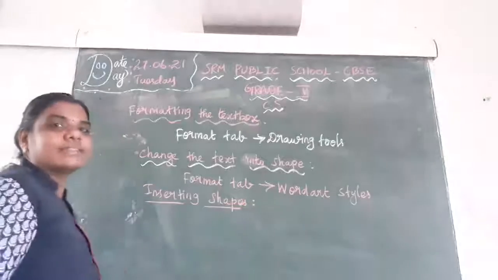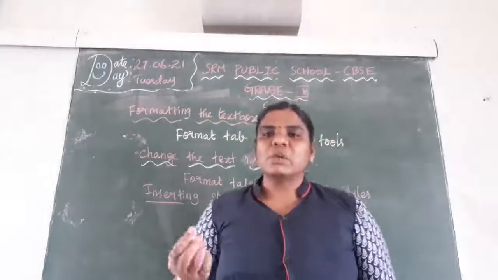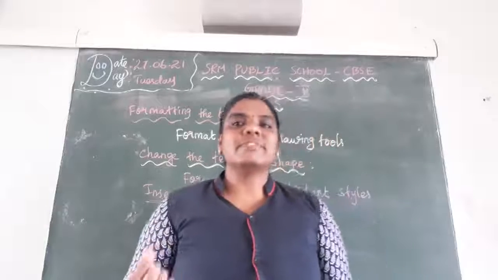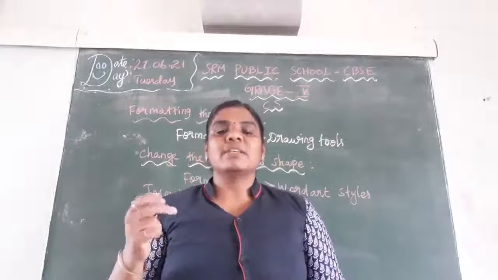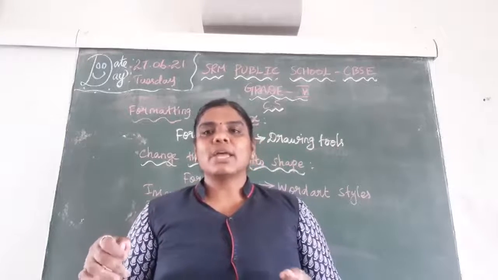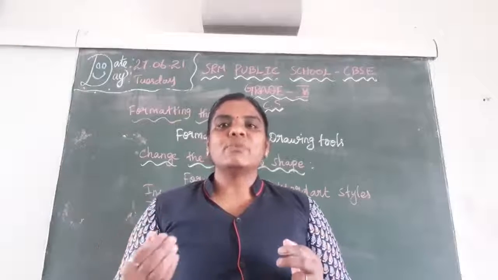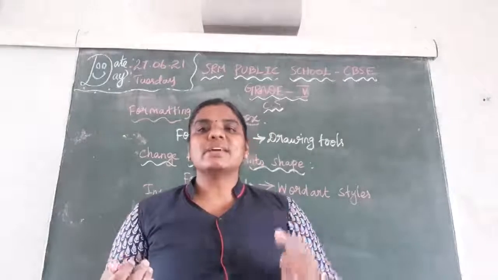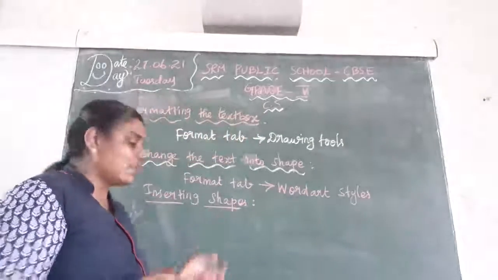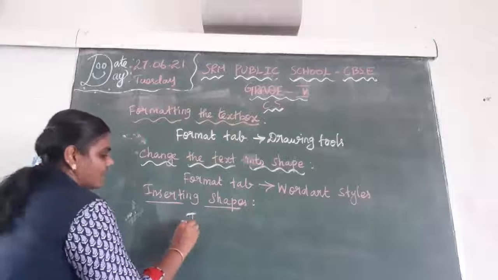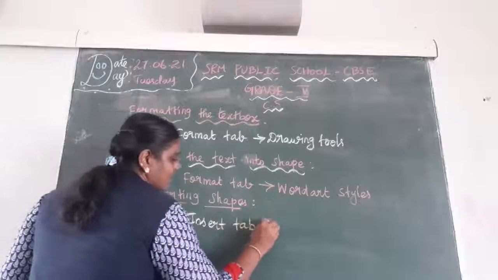Okay, inserting shapes. We already know that in Word 2016 we have some default shapes like square, rectangle, oval, star, line, polygon shape, smiley. So we have some default shapes. How can we insert a shape? The shape option is available on the Insert tab.